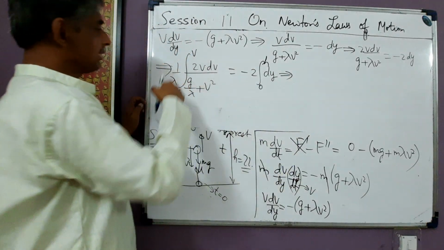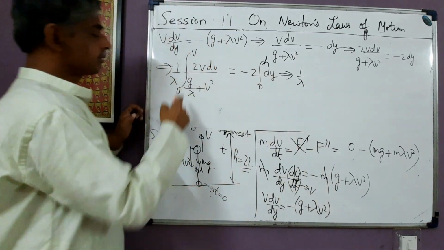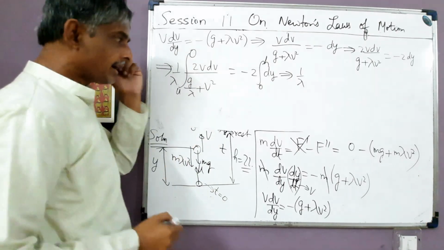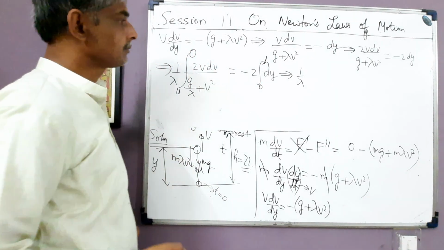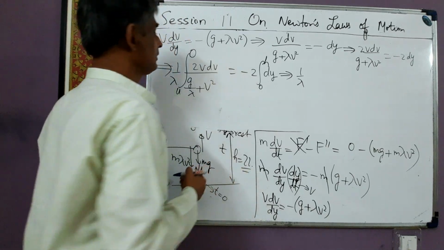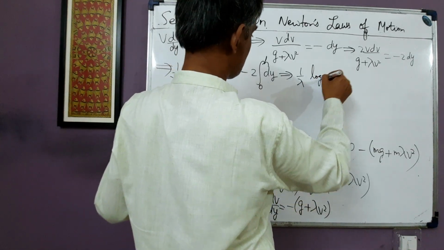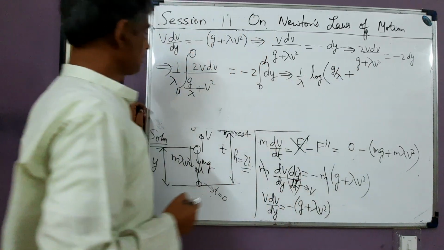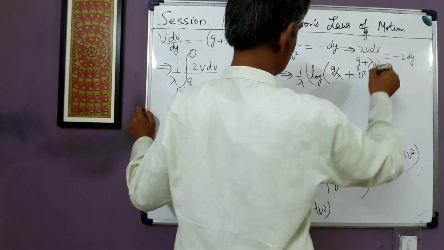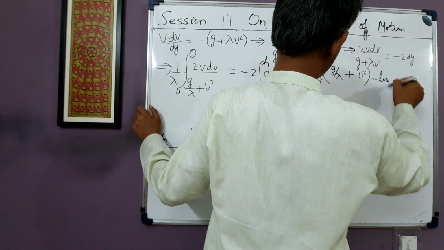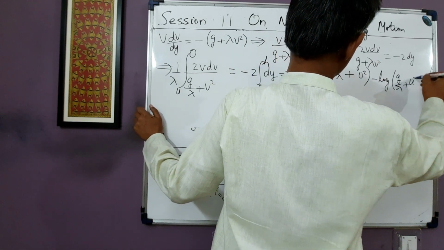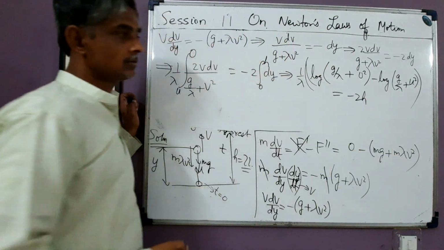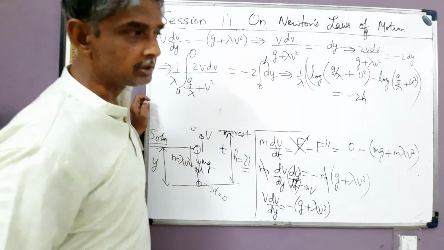So we get 1 by lambda outside. Now, when this is integrated and limits inserted, what do we get? Sorry, here the upper limit of v will be 0. At this maximum height v is 0, it is at rest instantaneously. So this becomes 1 by lambda log of g by lambda plus 0 square, minus log of g by lambda plus u square. This becomes minus 2h, since integral dy from 0 to h becomes h.